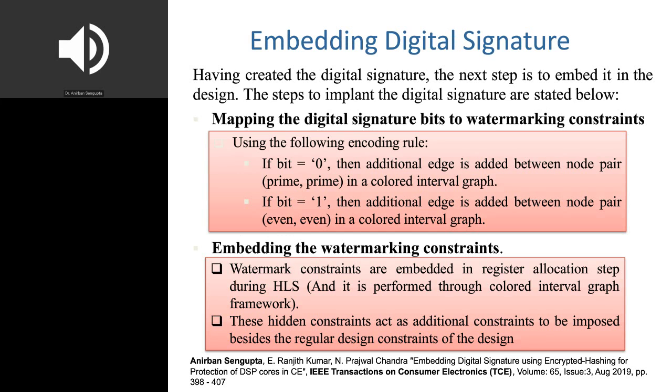Now, going into the embedding stage. Once we have the bit stream ready, we can employ certain encoding rules as I've shown in this slide. For example, in the case of bit 0, one of the possible encoding rules would be to append an artificial edge into the colored interval graph between the prime node pairs. For bit 1, we append an additional edge into the colored interval graph by adding an edge between even node pairs. Thereby, by implanting these artificial constraints in the form of edges in the CIG, we are able to accommodate the constraints into the CIG of the DSP application.